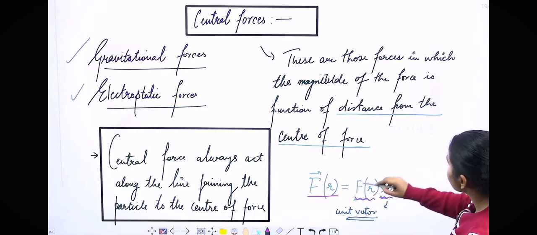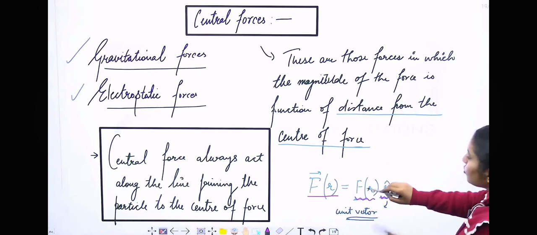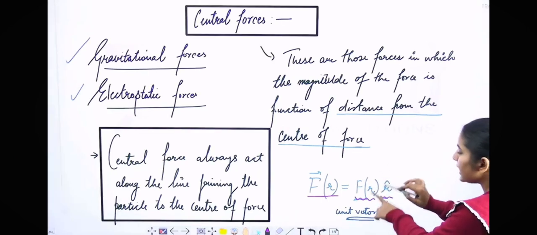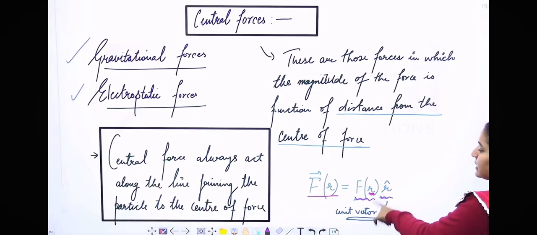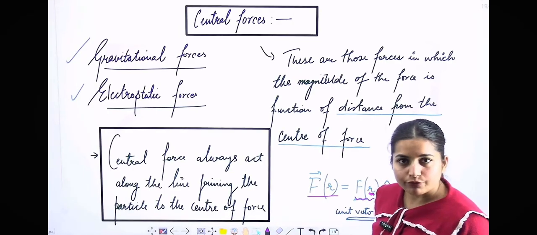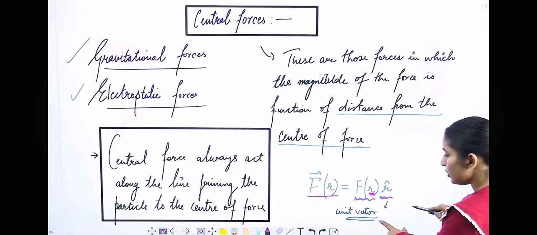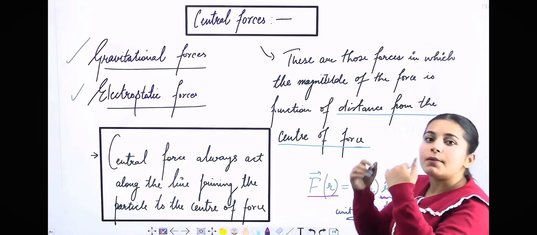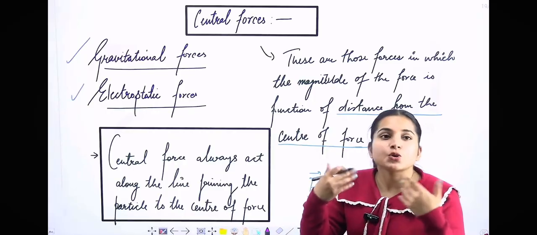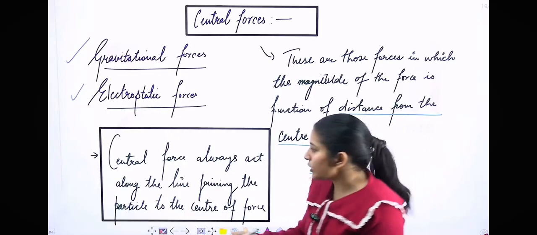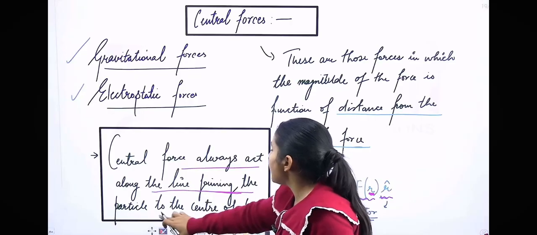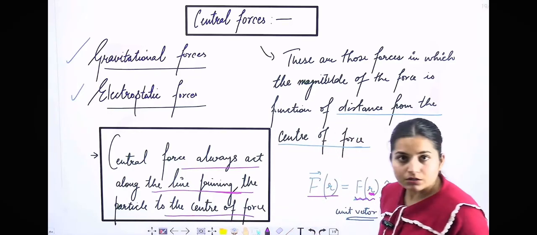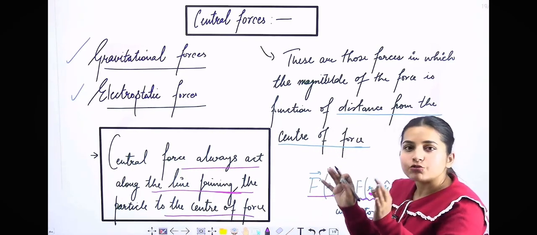F(r) is the magnitude, that is the magnitude of the force is only a function of the distance of the particle from the center of the force, and this r cap is the unit vector which tells us about the direction, किस direction में force लग रही है, and that direction is always along the line joining the particle to the center of the force. तो ये थी central force की definition.